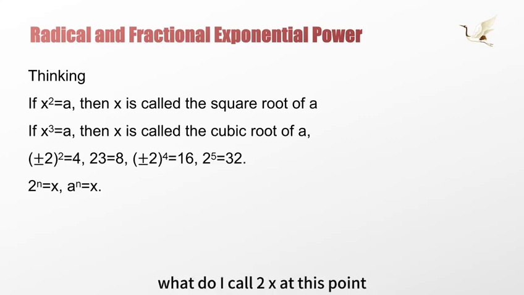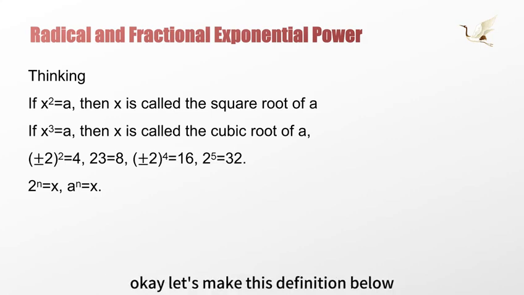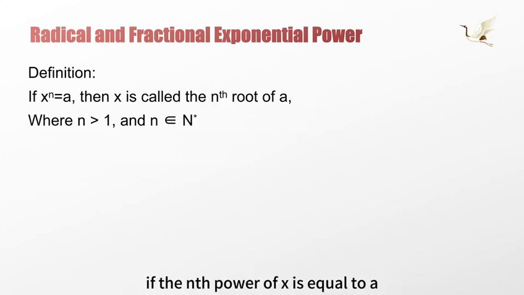What do I call 2 with respect to x at this point? 2 is the nth root of x. If the nth power of a is equal to x, how would you proceed with the description? Okay, let's make this definition below. If the nth power of x is equal to a, then x is called the nth root of a. n is a positive integer greater than 1.